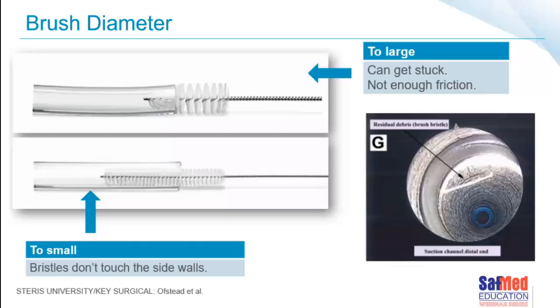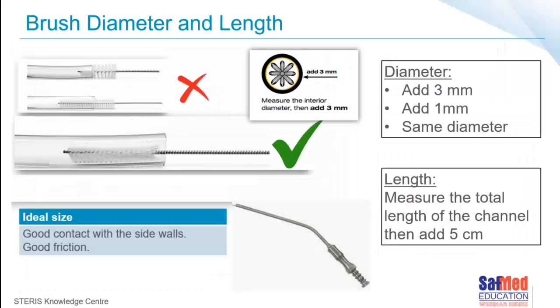Looking at this image over here on the right, this publication was from Ofstead et al. This is the suction channel of a flexible endoscope where a brush bristle has come off. So you can see the importance of having the right size brush, as well as making sure that the brush is not worn. The ideal size has good contact with the side walls and very good friction.